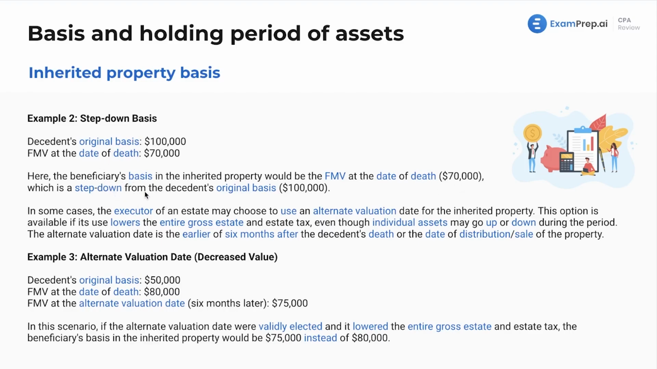Step down, it goes down. Pretty straightforward there. Now, in some cases, the executor of an estate may choose to use an alternate valuation date for the inherited property.